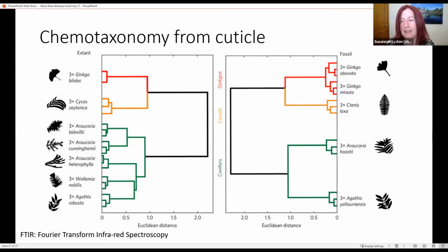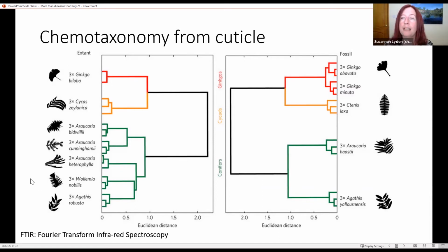So again, don't worry about the details of this slide, merely to say that you can apply that to fossil cuticle as well as modern cuticle. So you've got modern plants on the left there, you've got fossil plants on the right there. And for some of the plants where we're really not sure where they fit, whether they're cycads, whether they're bennettites, this could be a really useful way of doing it.